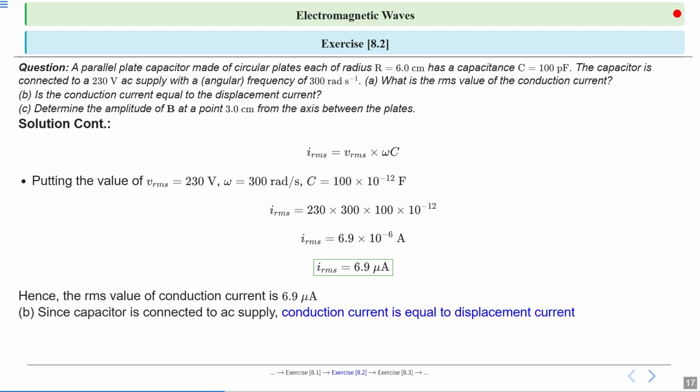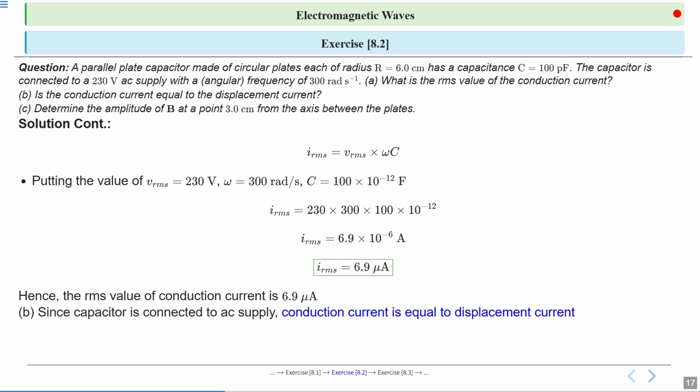Now, since the capacitor is connected to an AC supply, I have mentioned already that in an AC supply the current is changing with respect to time. That means the charge on the capacitor plates is changing with respect to time, and the electric field that depends on the charge of the capacitor plates is also changing with respect to time. The electric field between the plates of the capacitor is changing, and that gives rise to displacement current.